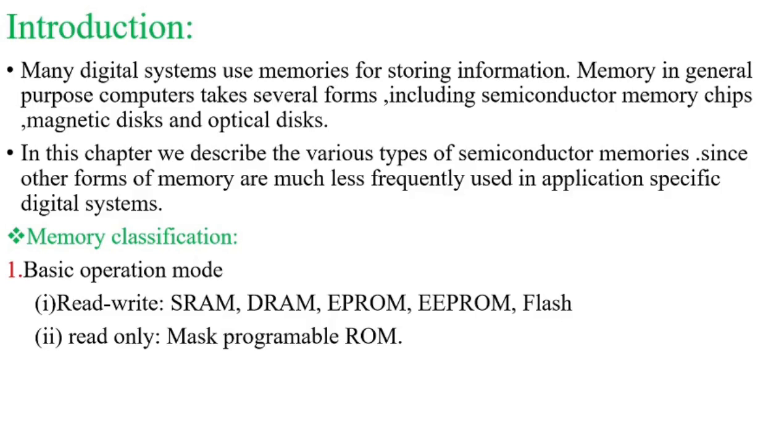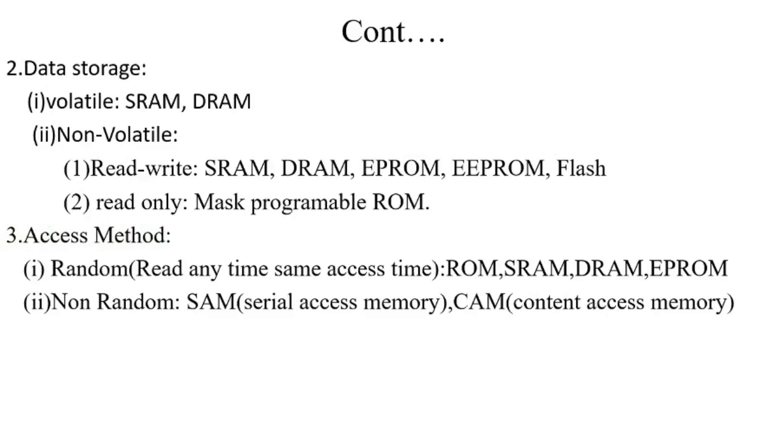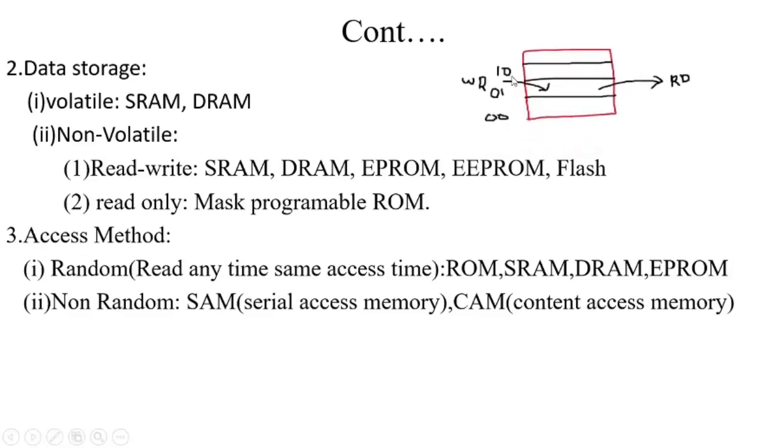The second one is data storage. Based on data storage, memories can be classified into two types: volatile memory and non-volatile memory. For example, this is the memory, and here we are concerned with the address locations of the memory. This is the 00 memory address, this is the 01 location, and this is the 10 location.